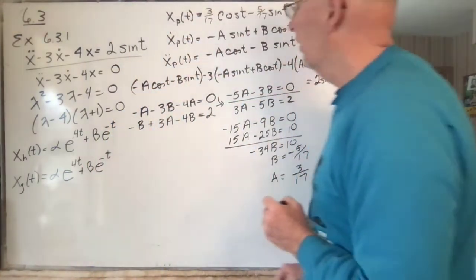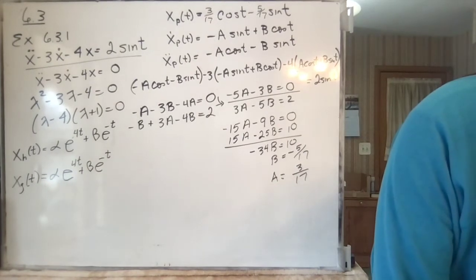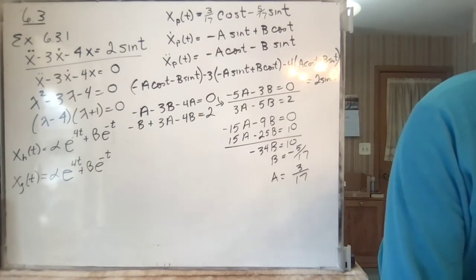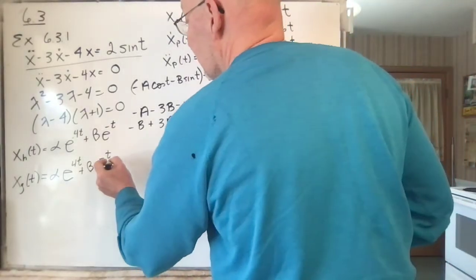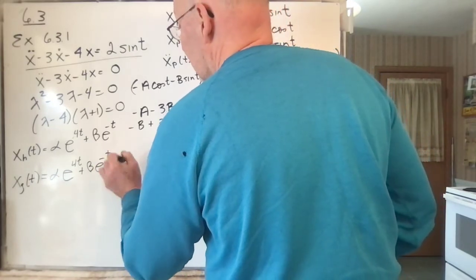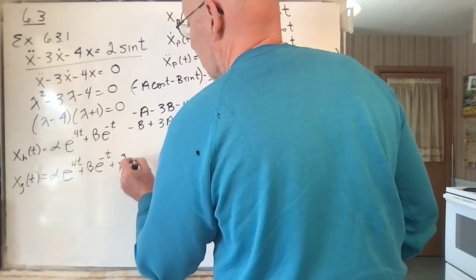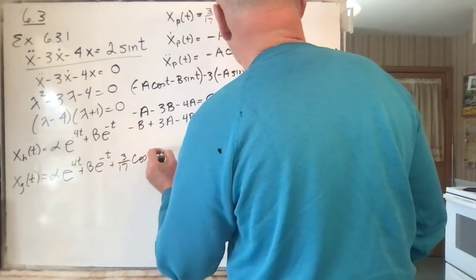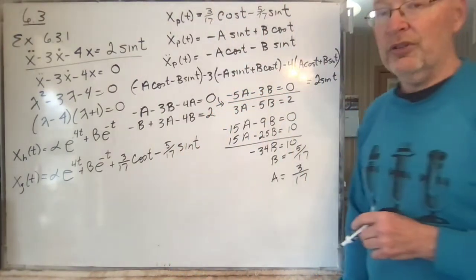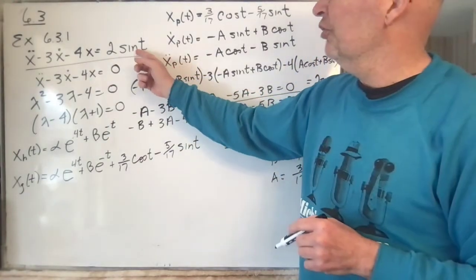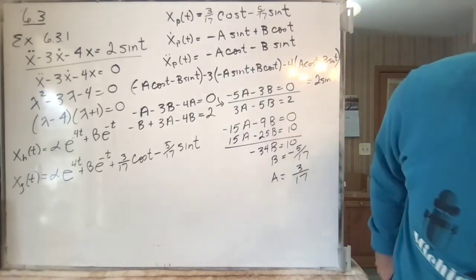And then from the theorem that we had in the last section, theorem 6.2.3, all we do is we just add this thing on. So it's going to be plus 3/17 cosine of t minus 5/17 sine of t. There. So there's the general solution of that non-homogeneous differential equation. That's how it works. Let's try another one.